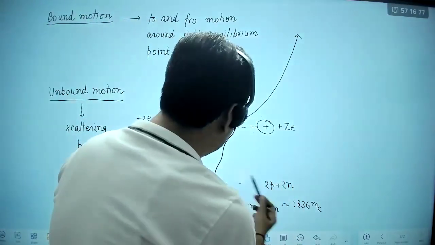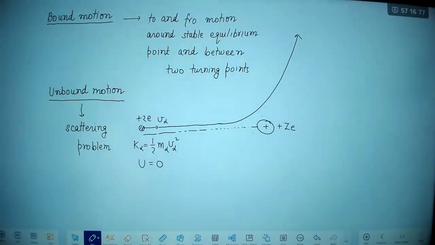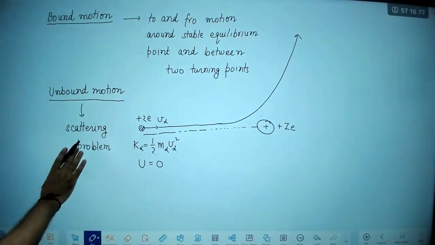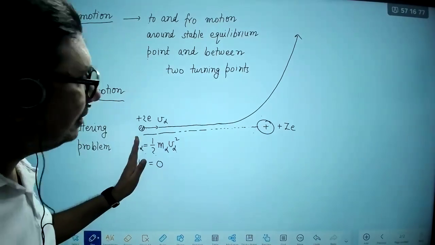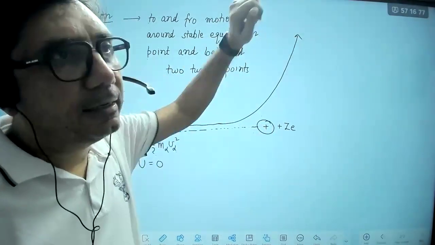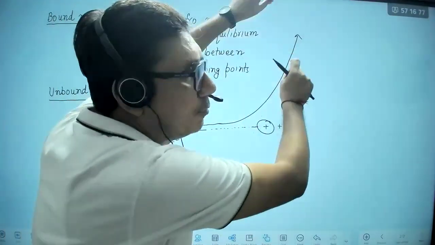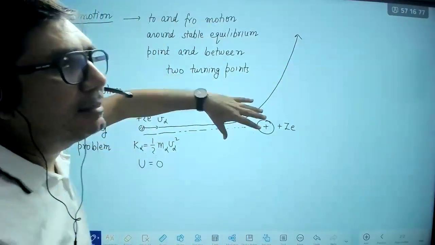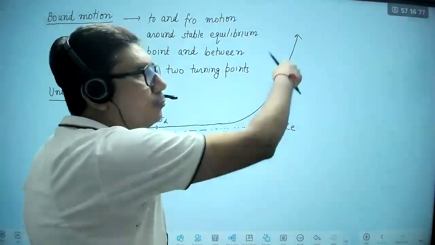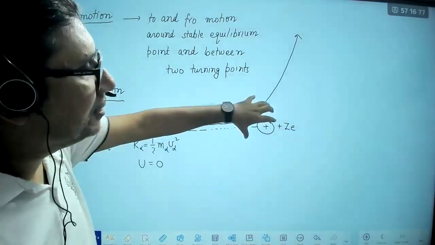So come back. Actually, my objective was something else here. Okay? For unbound motion, the best example was the scattering problem. So what type of scattering is here? The alpha particle is interacting with this nuclei and it is scattered away. It is coming, it is interacting, and then it is gone. It is not going to come back and interact with this nuclei again. Now it will not come back. So there is nothing like a bound state here.